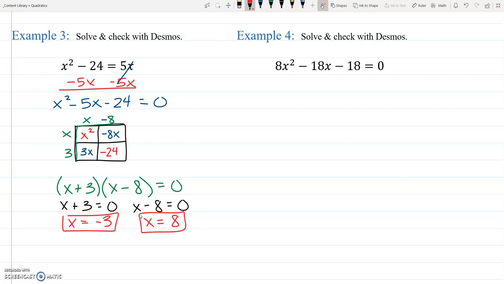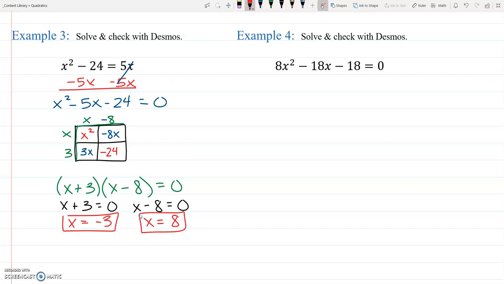Okay, last one. There should be two things you notice about example 4 right from the jump. One, it's in standard form. That's awesome. We don't have to move things around. Anybody notice the other thing? Say it again. They're all even. Okay, the fact they all have 8s is kind of crazy, but they're all even.